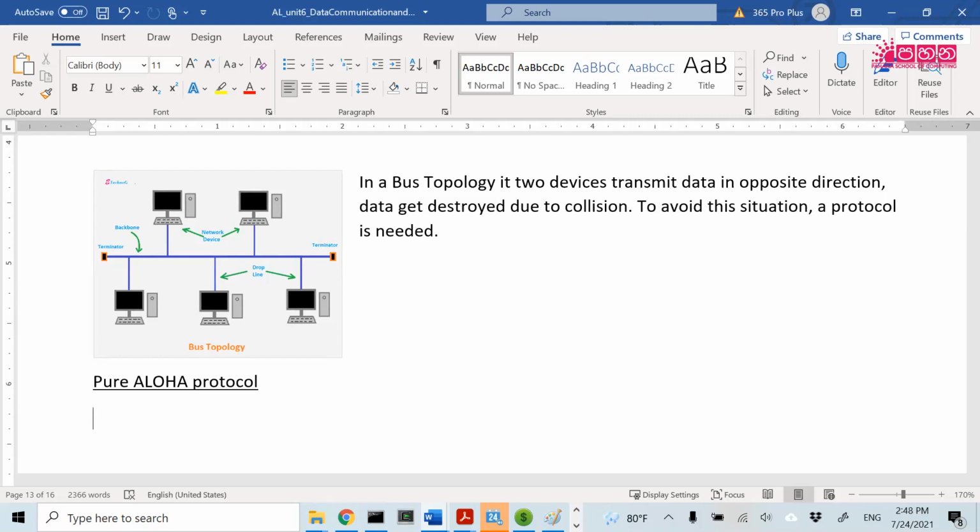Now in pure aloha, what will happen? It will start from one place, and when you're sending the frame, you wait for some time. If there is a collision, you resend the frame. So sometimes a collision might occur, and then you resend the data.